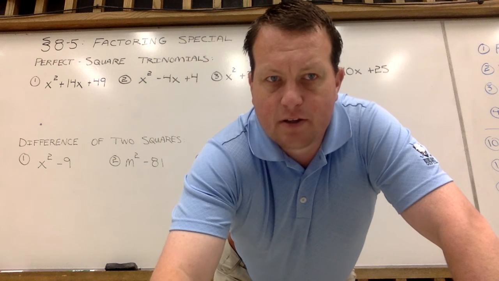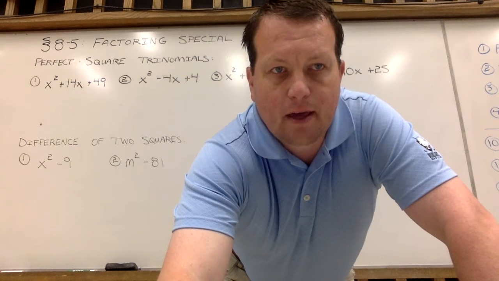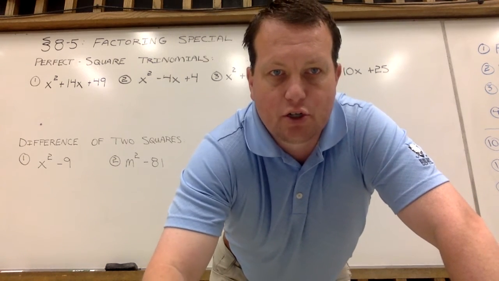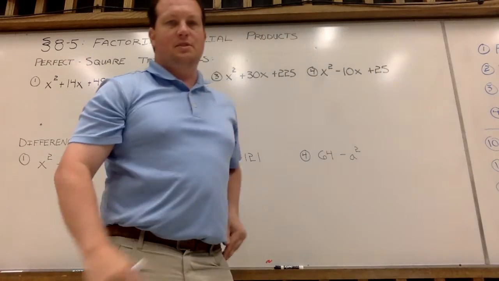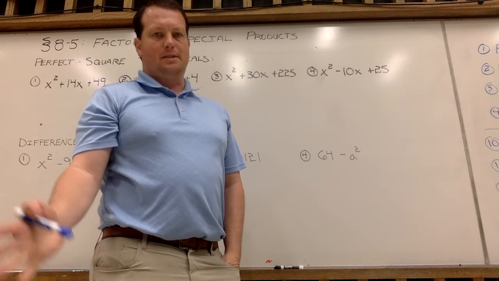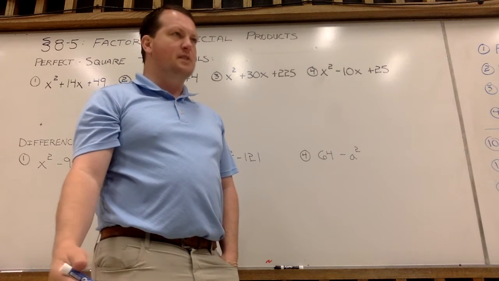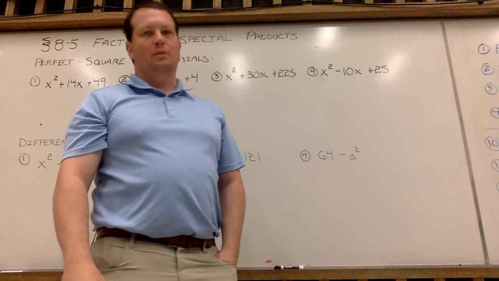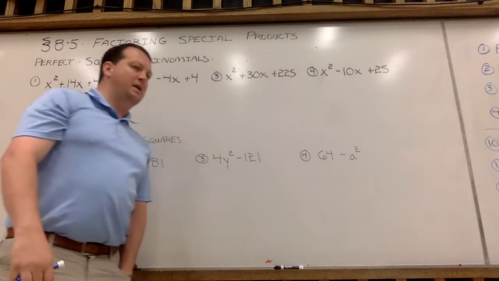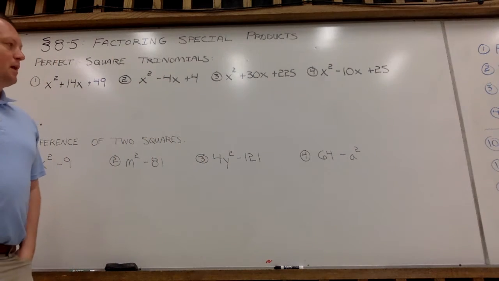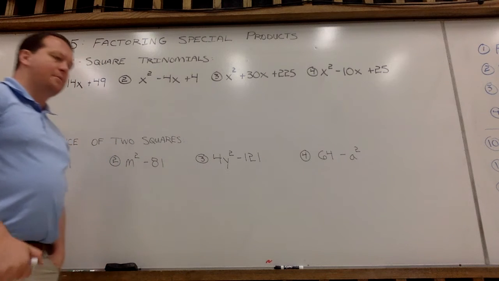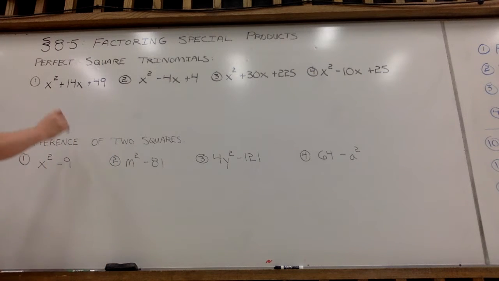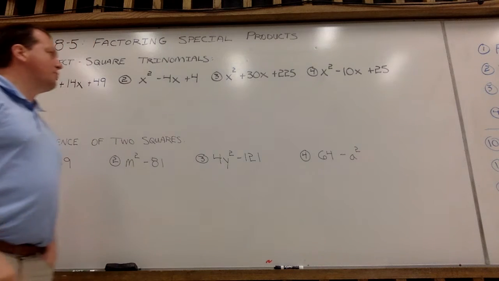Hey, great morning, friends. We are here to take a look at our last section in Chapter 8. We're going to look at factoring what we call special cases today. There isn't any new concept, really. We're just going to be looking at finding two binomials that multiply to give us a special type of trinomial. The first type that we're going to look at are what we call perfect square trinomials.